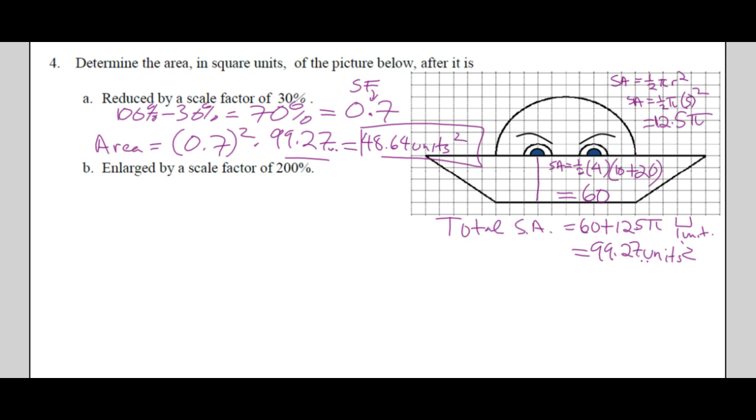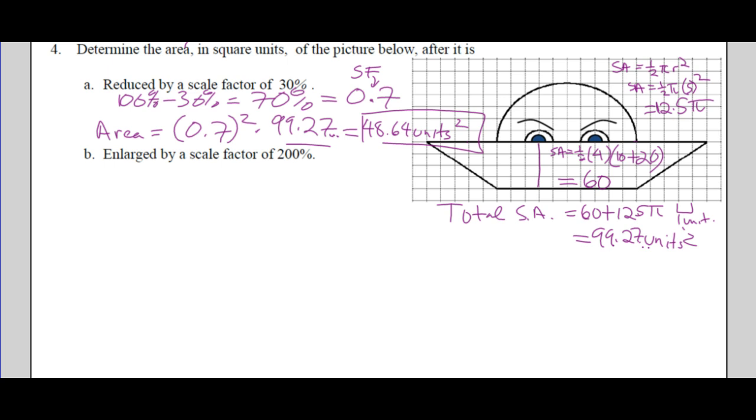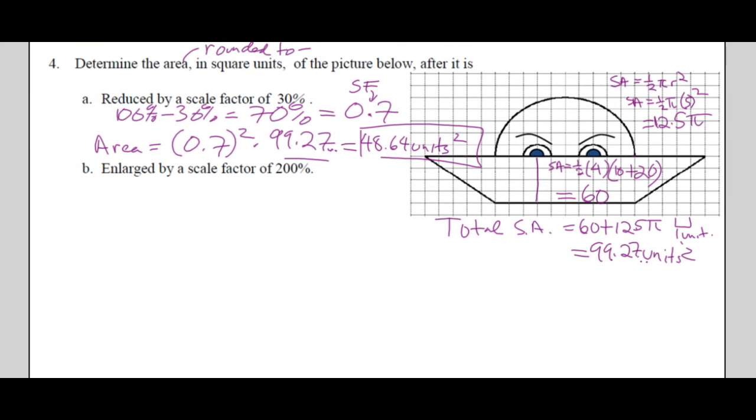Okay, rounded to the nearest... dang it, moved it again. Wait, how does that make... Round. Oh wait, that's... Can I do that? Rounded to the nearest 100.